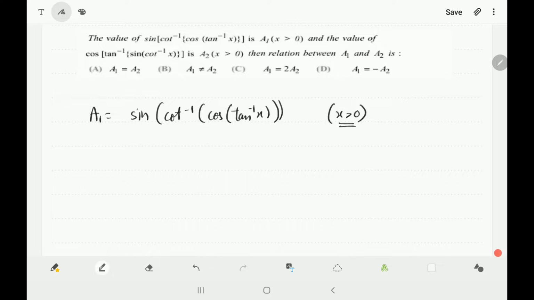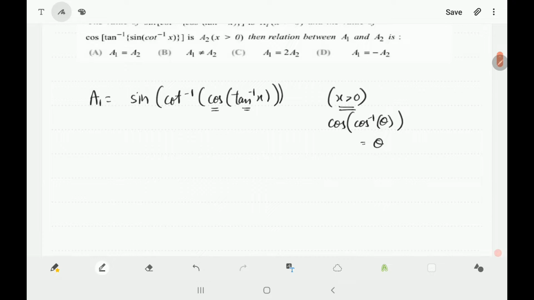Now what we need to do is, because cos is outside and tan inverse is inside, we'll try to convert tan inverse into cos inverse of something, using a triangle. So once cos inverse is there, cos will cancel cos inverse and we will get whatever theta is inside it, if theta is in the domain of cos inverse x. Because x is positive, tan inverse x has a domain x belongs to R, so it's not a problem. What we'll do is we'll consider a triangle now.